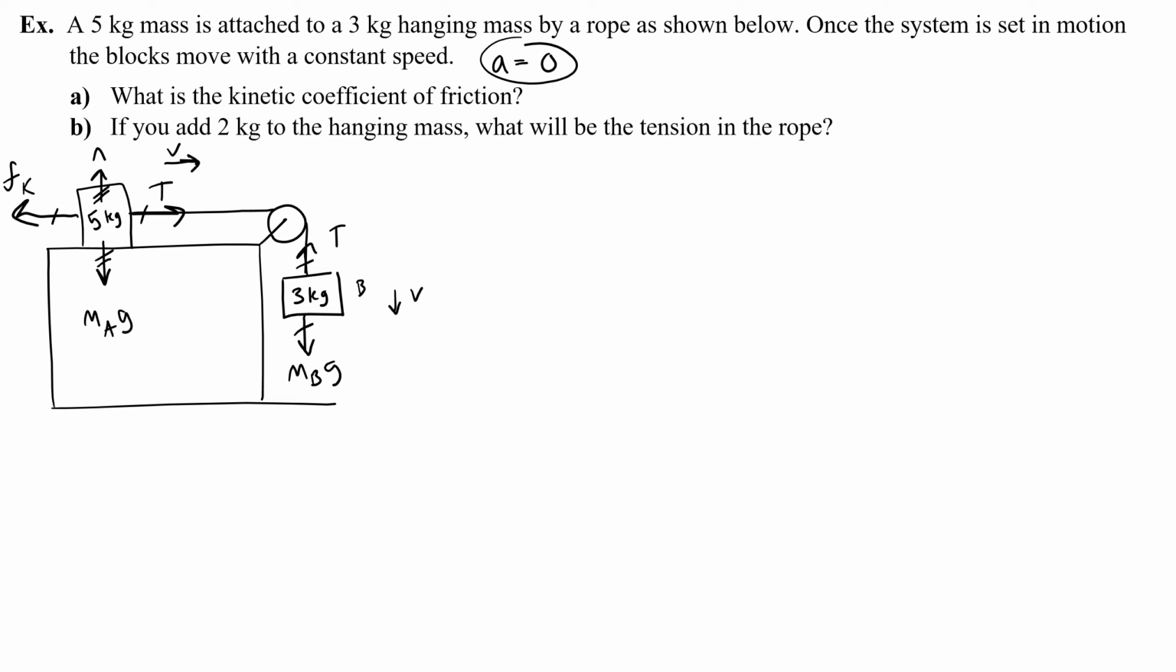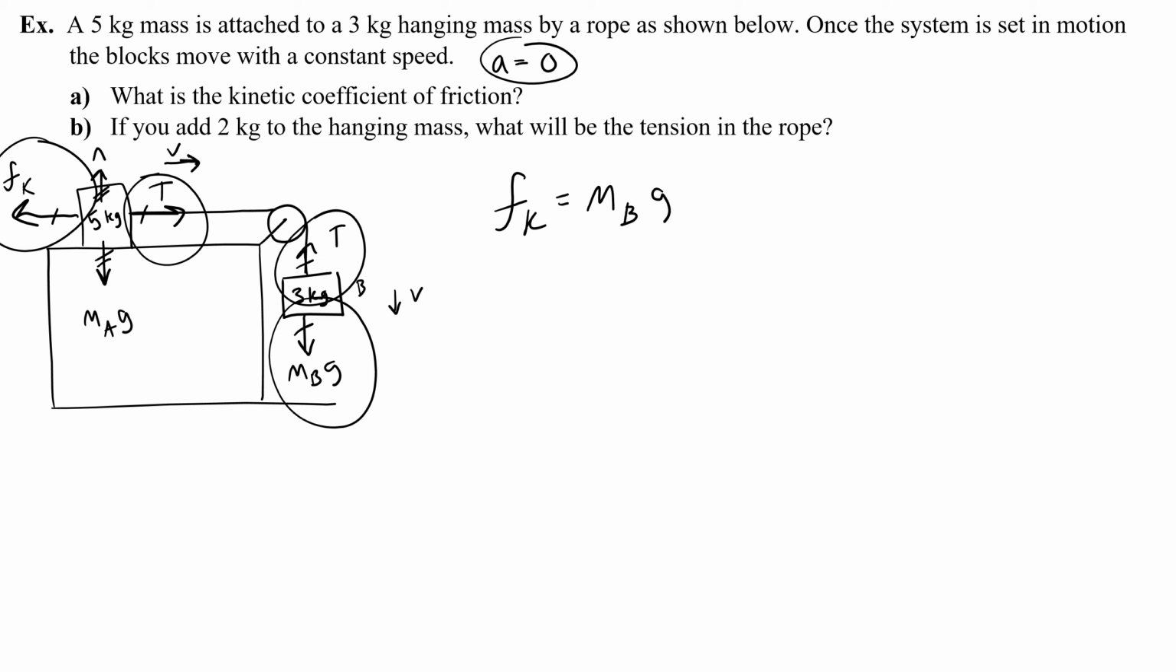Now, similar to before, this is telling me that the kinetic force of friction is equal to tension, which is equal to the weight. So I know Fk is equal to the weight of that hanging block when it's moving with a constant speed. Okay, so I also know that friction is mu k times the normal force.